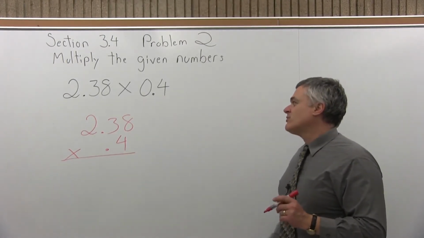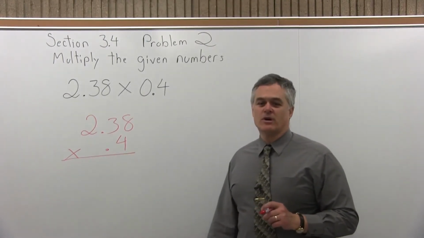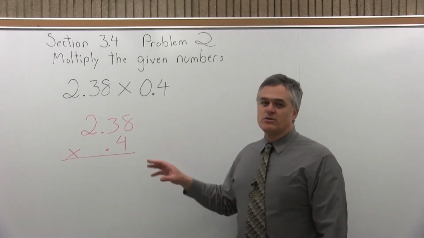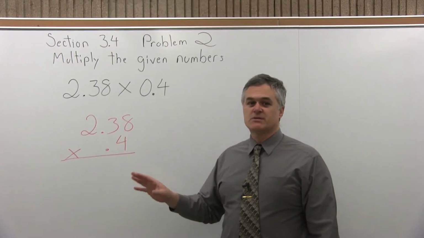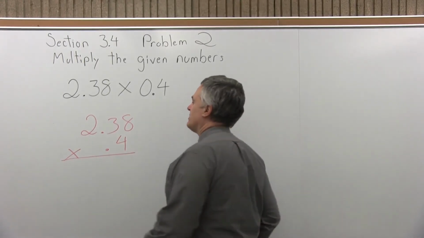I don't write the 0.4 all the time. You can just write .4. So to multiply this, what you want to do is at first just ignore the decimals. Multiply 238 times 4. No decimals, just look at the numbers, do the multiplication.